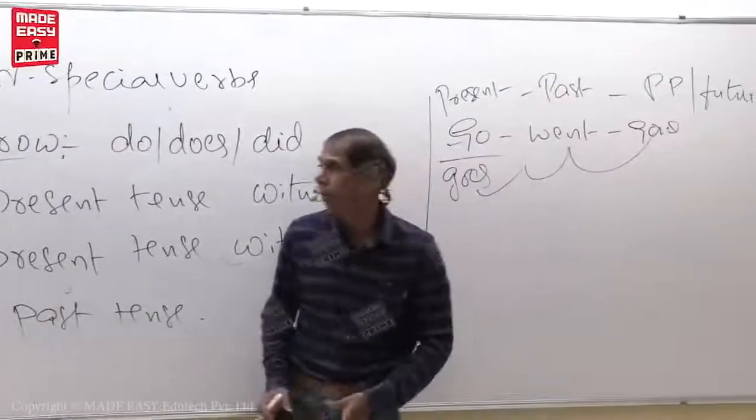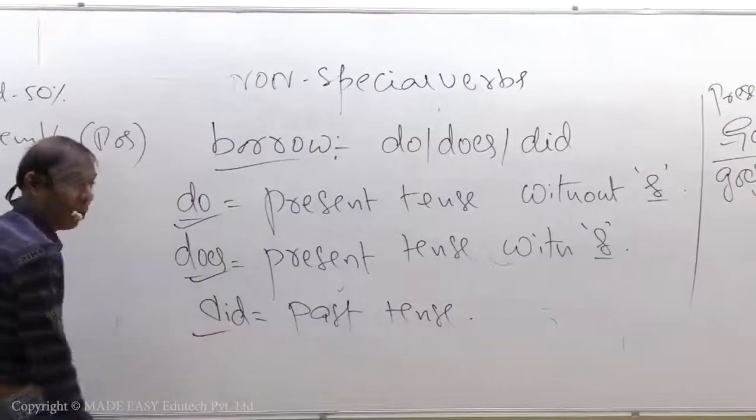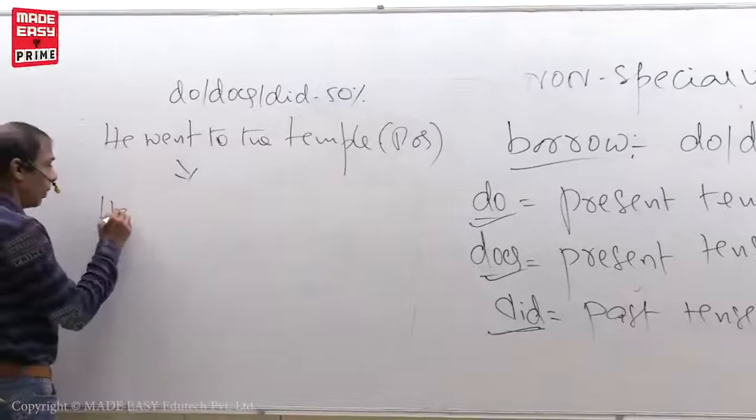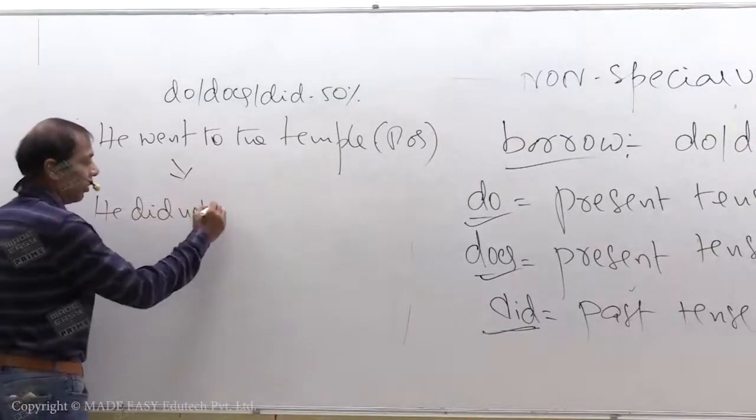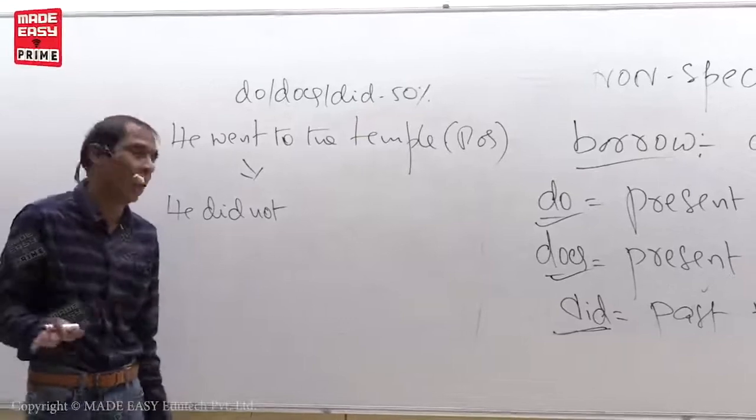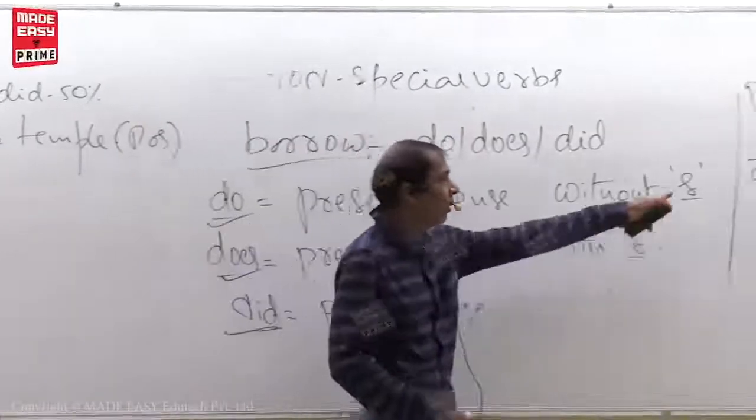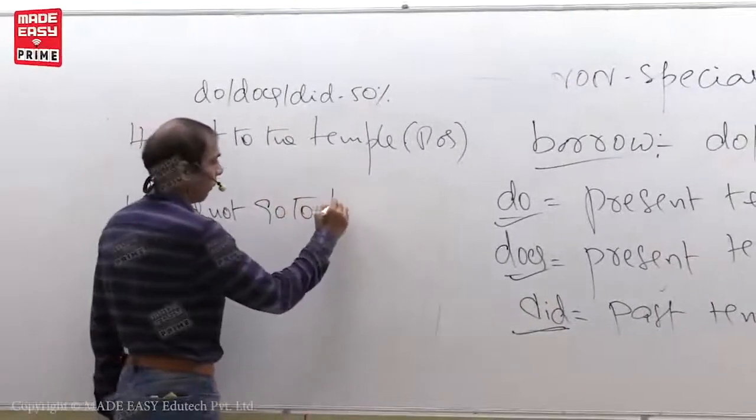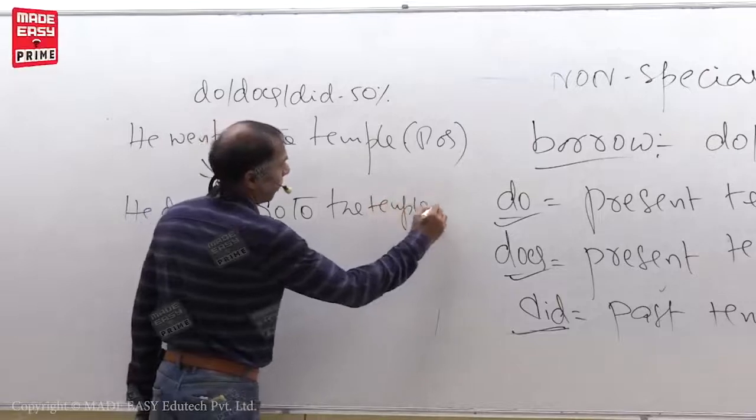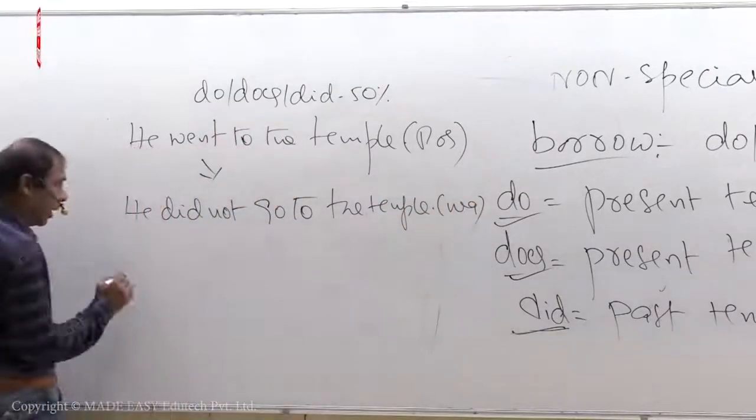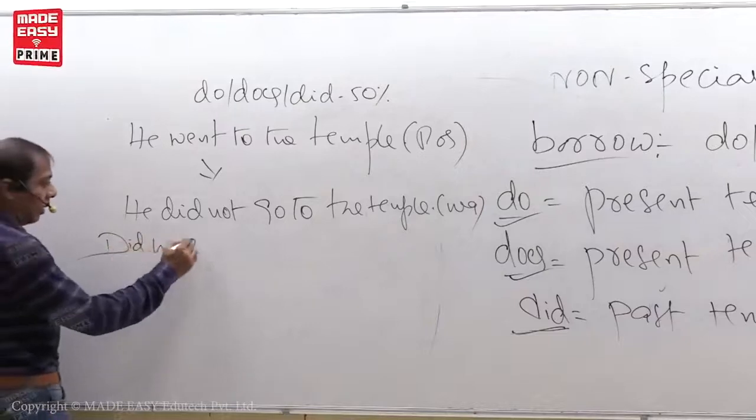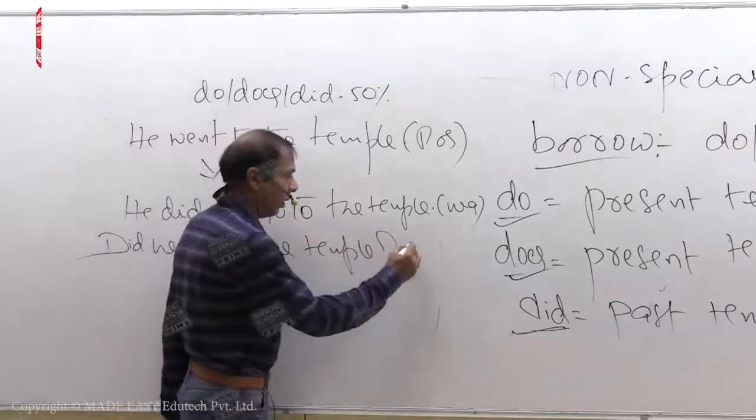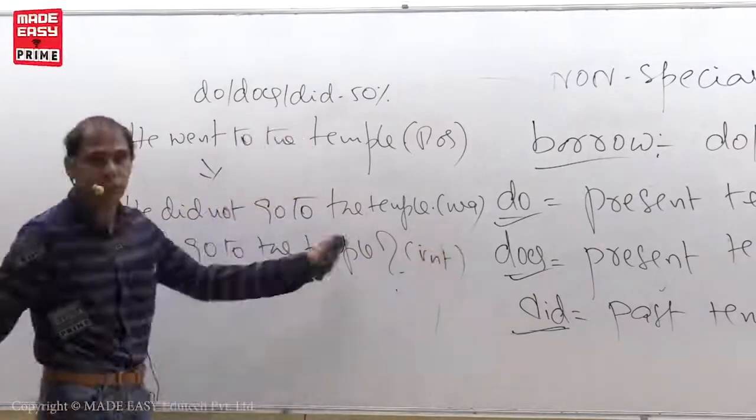When the verb is in the form of past tense, what do you have to borrow? Did. He did not. Whatever you borrow, do, does or did, take the root verb. What is the root verb? Go. He did not go to the temple. Negative. Interrogative: Did he go to the temple? That's all. Very easy. Put question mark to the interrogative sentence.